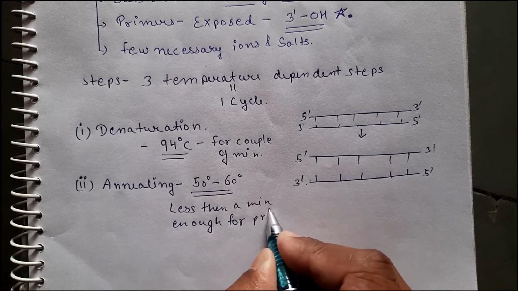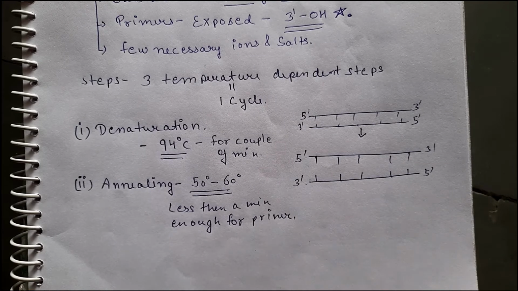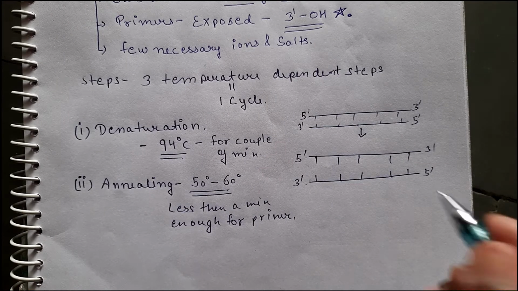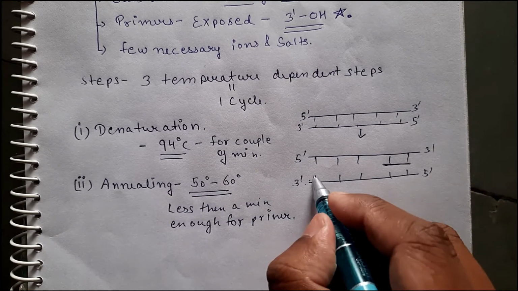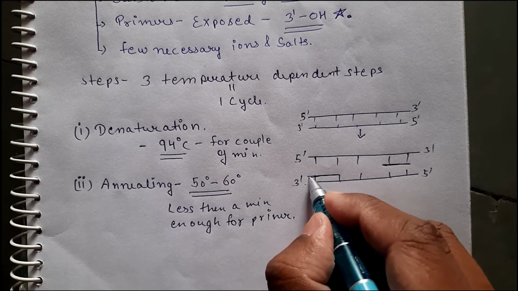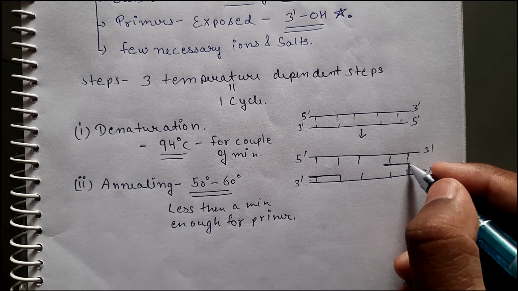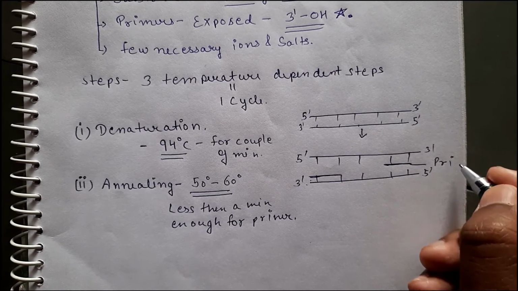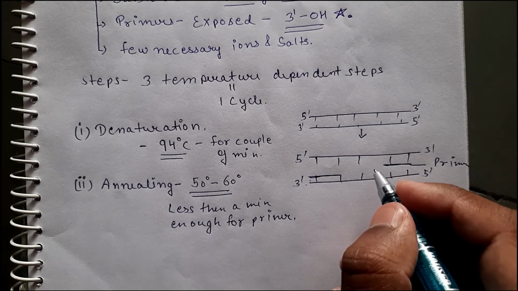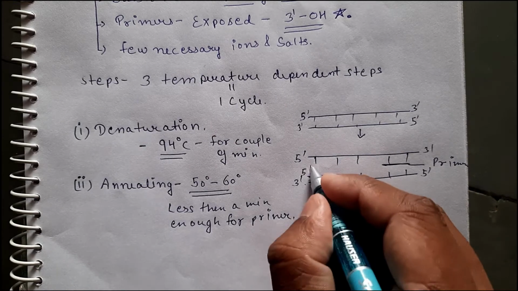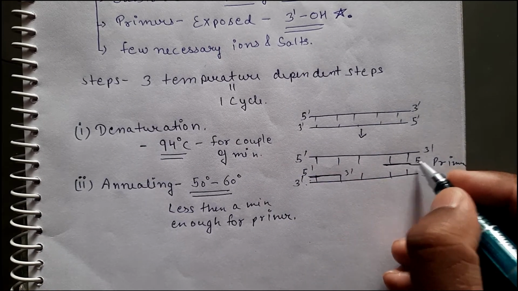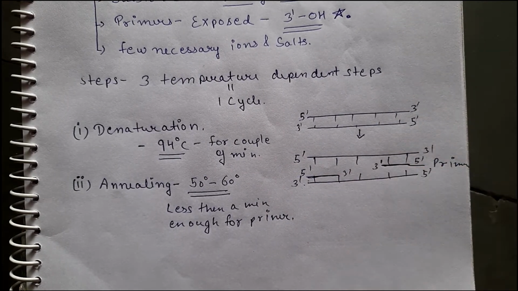As you can see in the diagram, in the first step, the DNA strands separate, and in the second step, primers bind to their complementary DNA. As we know, primers have an exposed 3' end, so the Taq polymerase can only polymerize from the 3' end of the primers.